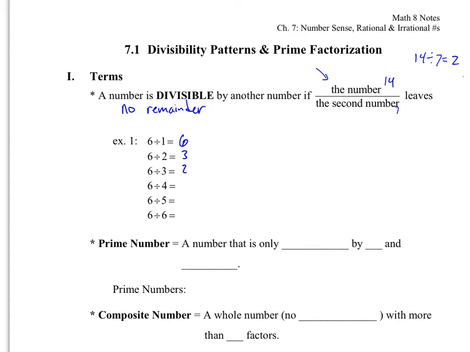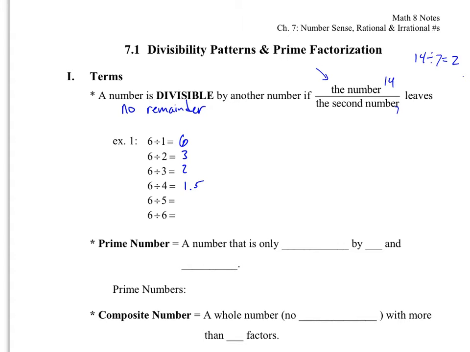6 divided by 4? Not 2. It's 1.4, but it's not a whole number. You all have a calculator, right? How many times does 4 fit into 6? It fits in there 1 full time, and then 0.2 left over. 1.5.